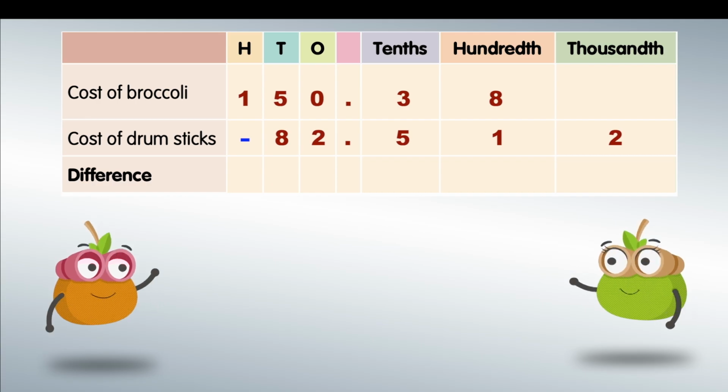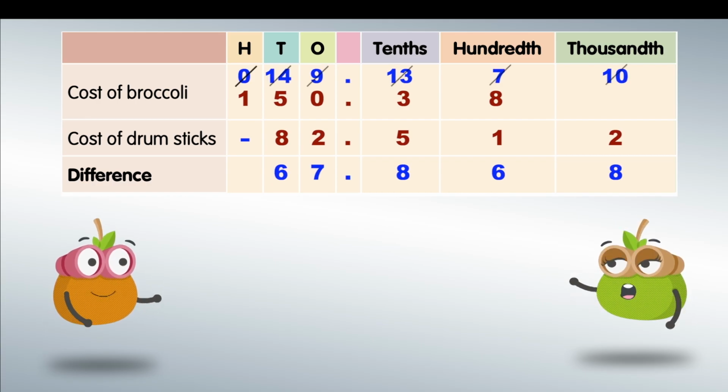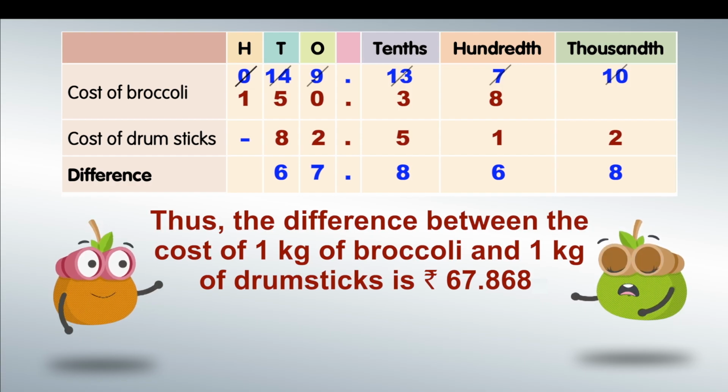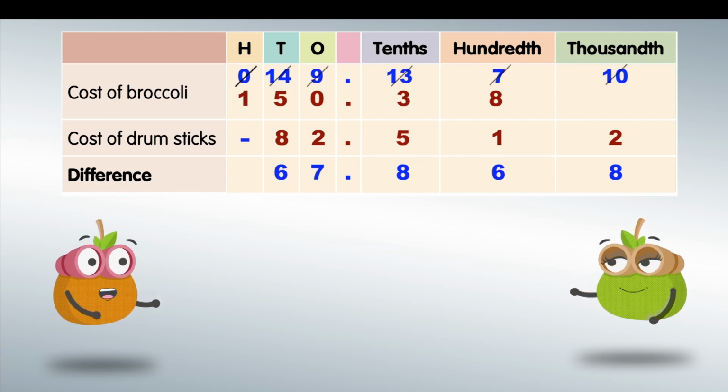After subtracting all these, we get the difference, which is Rs 67.868. Thus, the difference between the cost of 1 kg of broccoli and 1 kg of drumsticks is Rs 67.868. Wow, it is great fun.